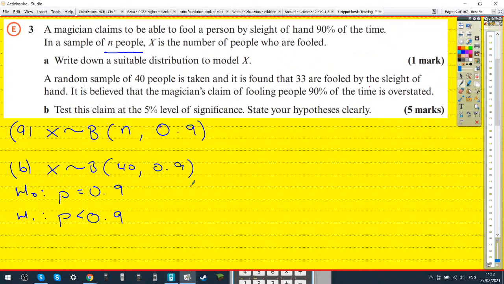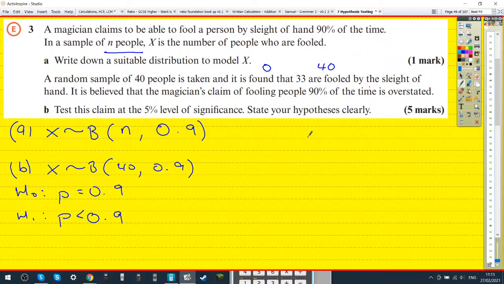So I tend to think of the two extremes. What would be the outcome if it was 0 people instead of 33? What would be the outcome if it was all 40 out of 40? Well, hang on. So a random sample of 40 people. He fooled 33 out of 40. If he fooled all 40 of them, would his claim be overstated? Yeah. No. They're saying he's overstating it.